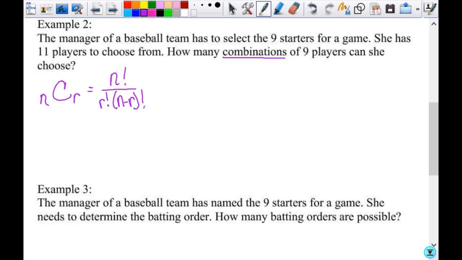So then I have to decide with this C, what is my n? 11, because that's the total. How many people am I going to use at a time? 9. So there's my n, there's my r. Then I can plug it into that stuff over there. That's going to give me 11 factorial divided by 9 factorial times 11 minus 9 factorial.